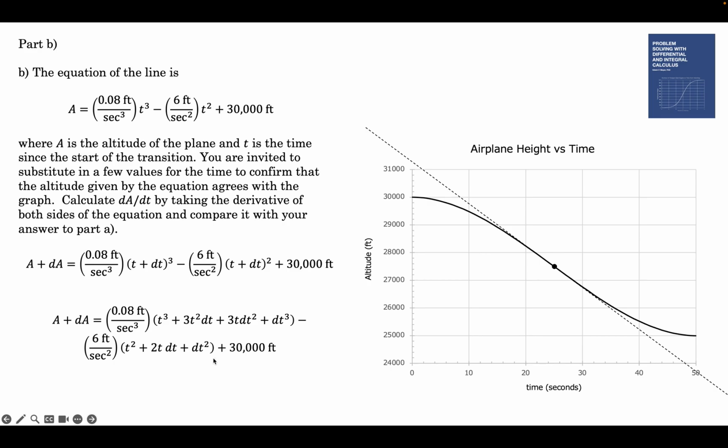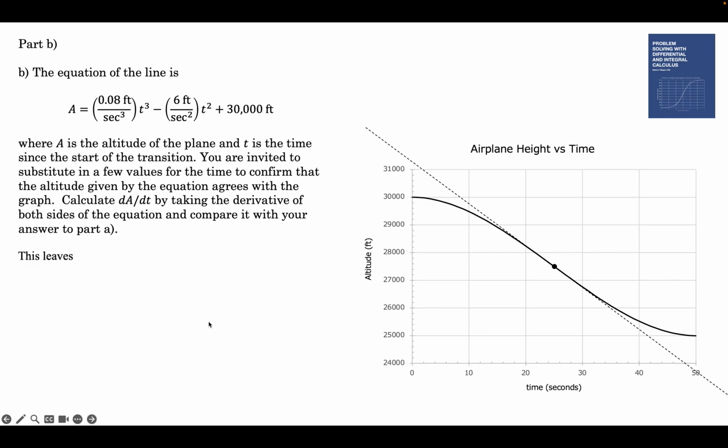And the first thing we can do to make it shorter is to get rid of the dt squared, which is right here, and there's a dt cubed. Those are all 0 compared with dt. They're infinitely smaller than dt. We can throw them out. So that leaves this. Now we can subtract A from both sides.